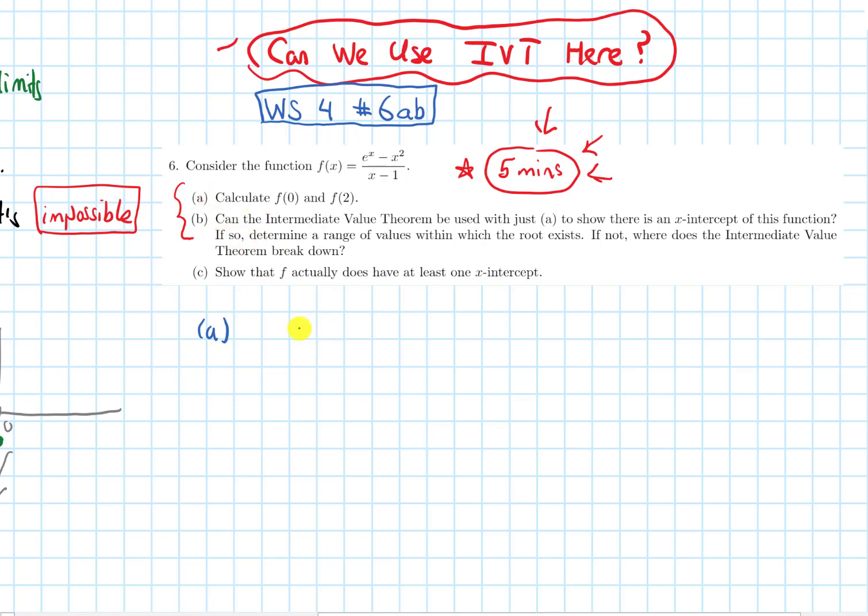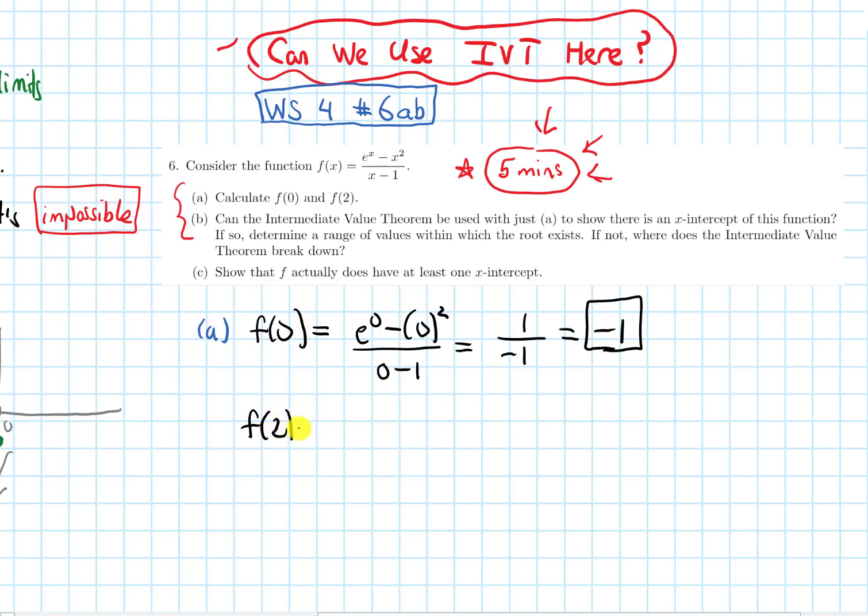For part A, it wants us to calculate f of 0 and f of 2. So if I plug 0 into this, we get e to the 0 minus 0 squared over 0 minus 1. And e to the 0 is 1, so 1 minus 0 on the top is 1. Denominator is negative 1, and that simplifies to negative 1. So that is f of 0.